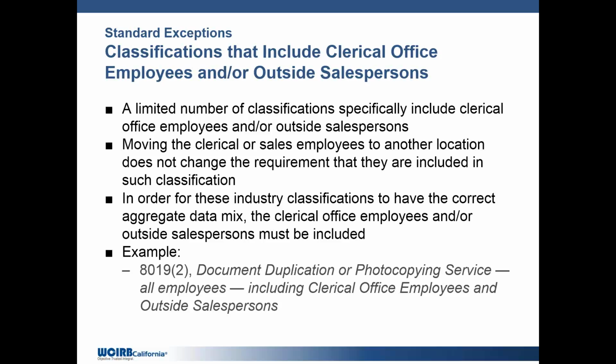For example, classification 8019 applies to businesses that offer document duplication or photocopy services. The act of photocopying is generally considered a clerical activity. To clarify that employees engaged in otherwise clerical activities are integral to classification 8019, and to minimize confusion, 8019 specifically includes clerical office employees.